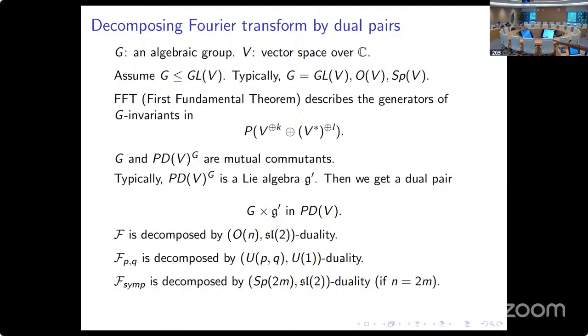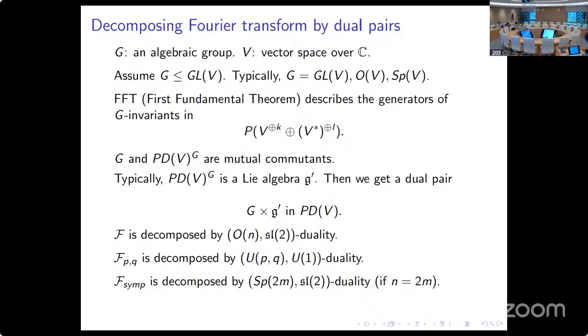For example, in the case we just described, this is symplectic group. There was the O(n)-SL2 dual pair, and also the U(p,q)-U1 dual pair. In the case n is even, there will also be the symplectic case of dual pairs. So what do I mean? The dual pairs, the oscillator representations of the symplectic group, and these subgroup and subalgebra actions decompose into multiplicity free irreducible representations, so you get a correspondence.